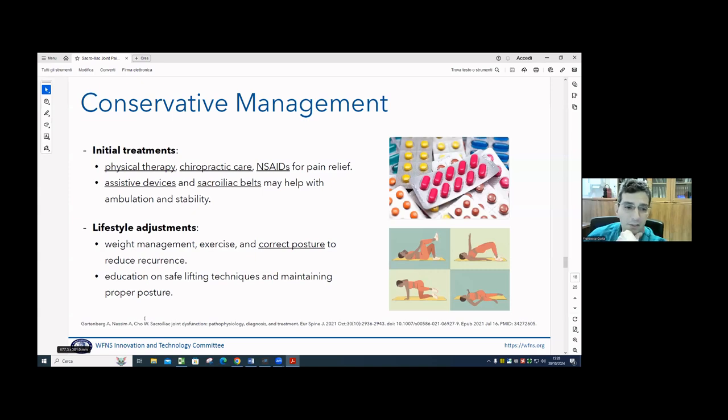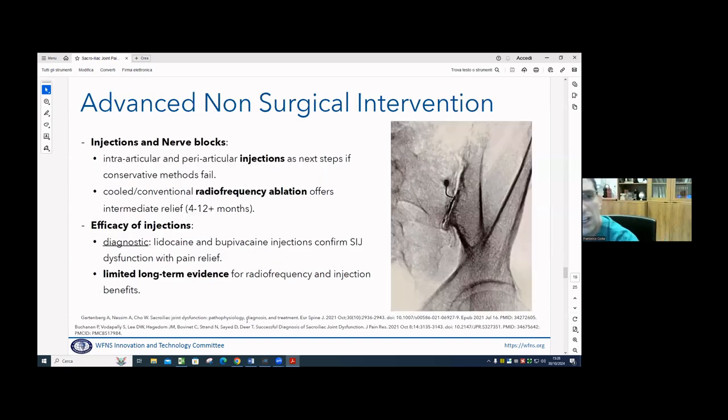Education on self-lifting technique and maintaining proper posture is essential for all back pain, not only from the sacroiliac joints. Advanced non-surgical interventions consider injections and nerve blocks, so we can repeat them also from a therapeutic point of view. In order to have a longer effect, there is also the role of radiofrequency ablation that can offer intermediate relief between 4 to 12 months, in some cases longer. Again, the injections are mainly for the diagnostic test, while they have limited long-term evidence due to the spread of the drugs.